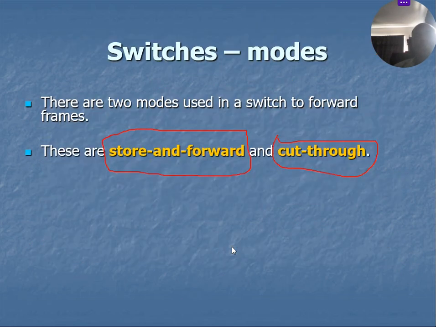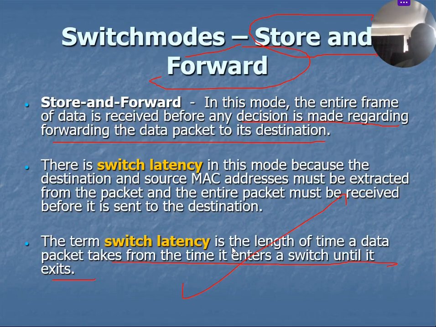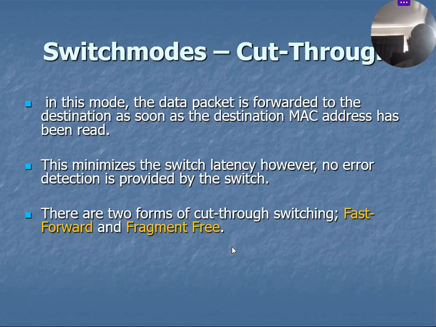Remember, we said there are two modes. The first one is store and forward. The second one is the cut through mode. Now let's take a look at the second one, which is the cut through mode. In this mode, the data packet is forwarded to the destination as soon as the destination MAC address has been read. The moment it reads it, it will just forward it.